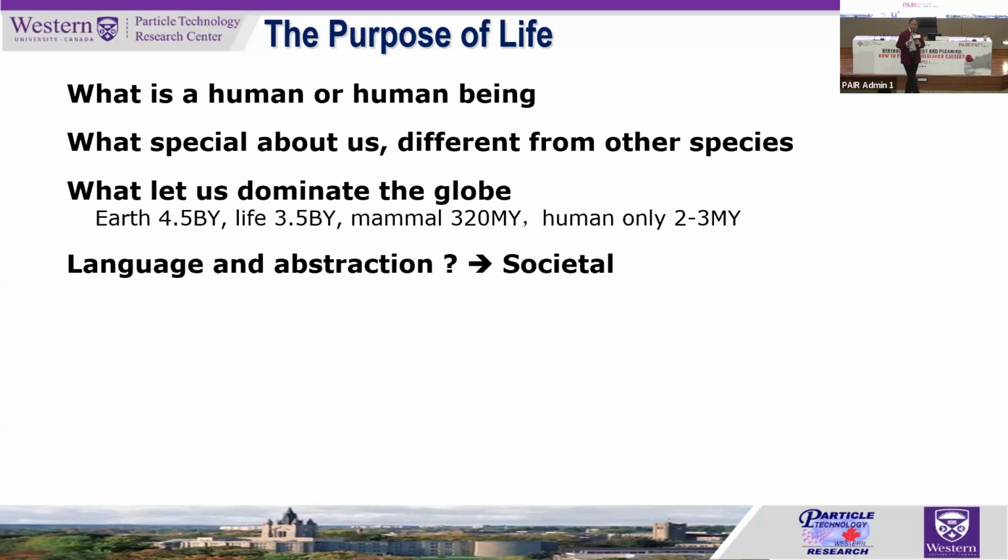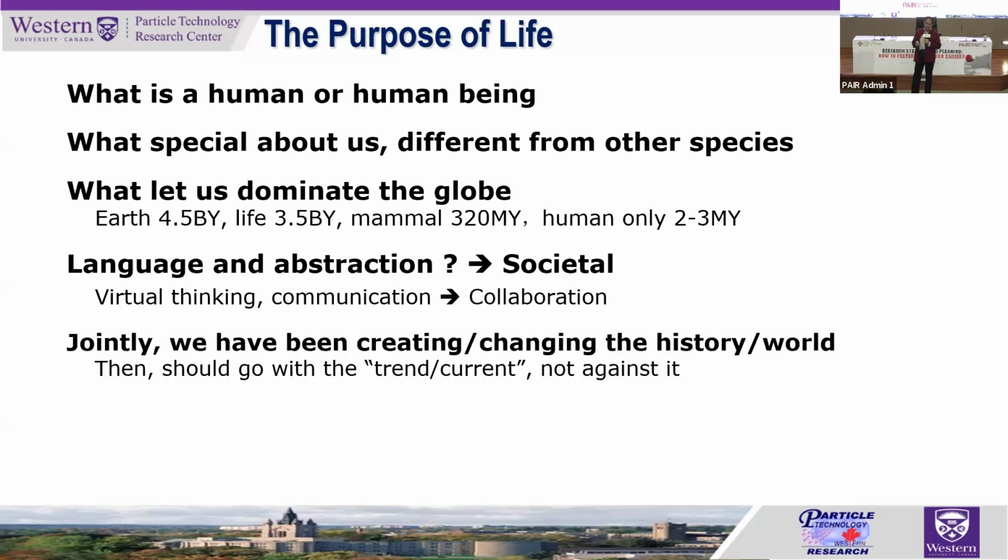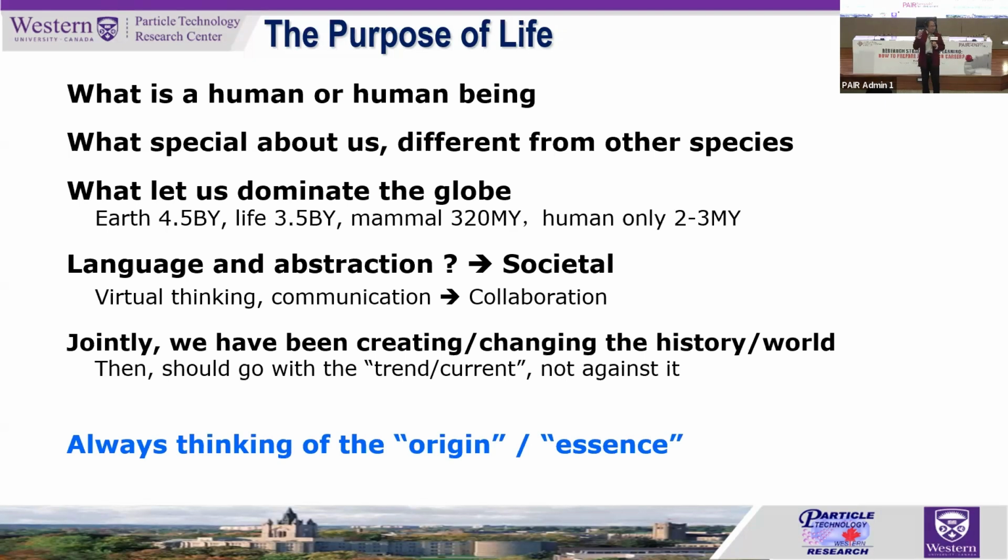But how could we dominate? Why do we dominate, right? Those who study ancient history say it is language and the ability of abstraction that make people very special. They can work collectively, communicating and collaborating. Then we change the history, we're changing and shaping the world. So if that is the case, what we do here, we need to think about the origin, the essence. So what is the essence? The essence here is that we are part of the society, okay? The success of the society is based on collaboration, communication, and contribution, the 3 C's, right? So we need to be part of that.